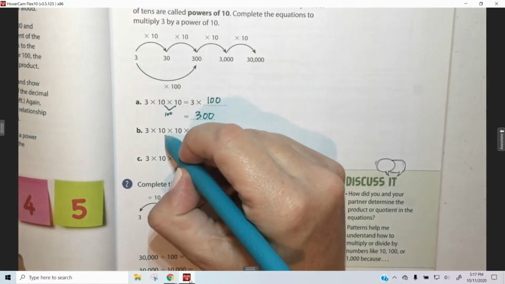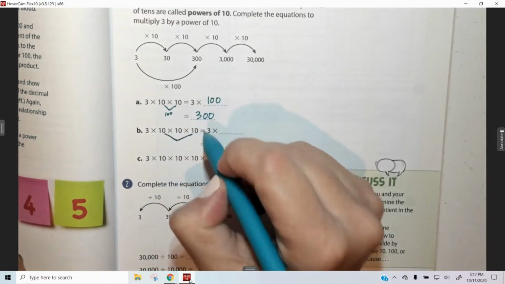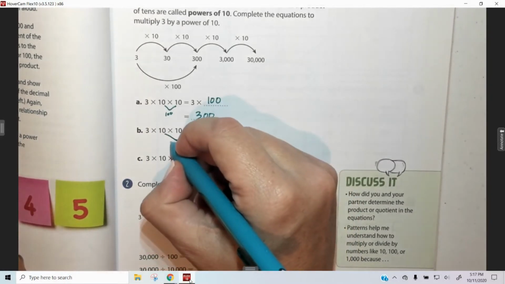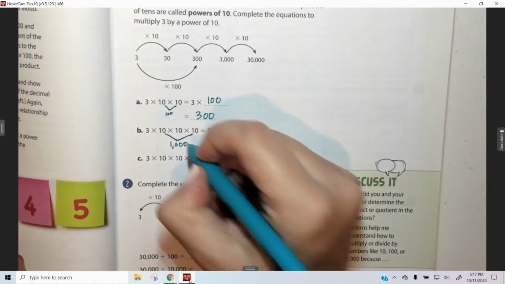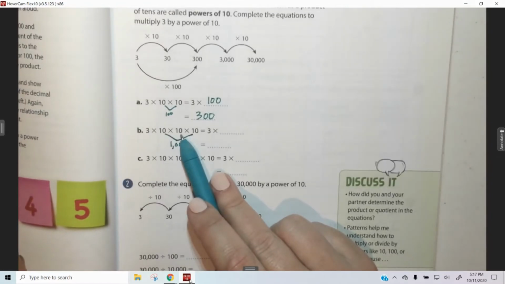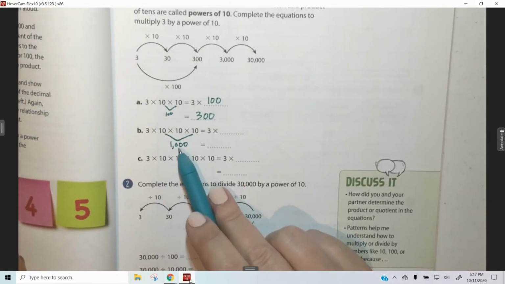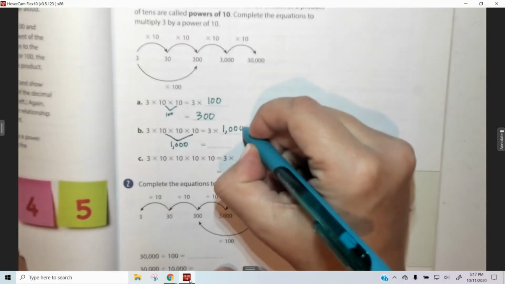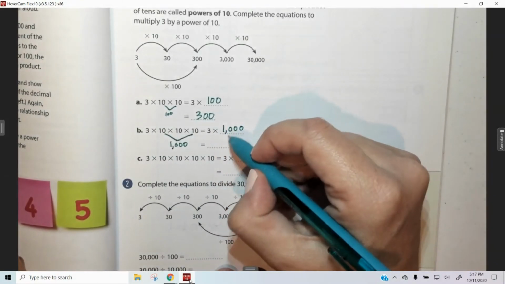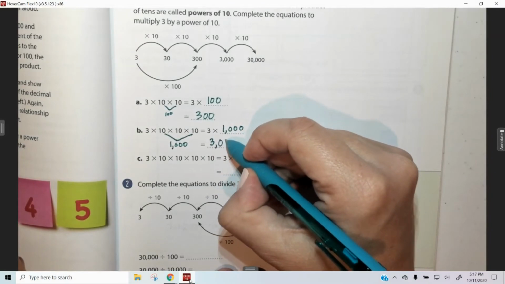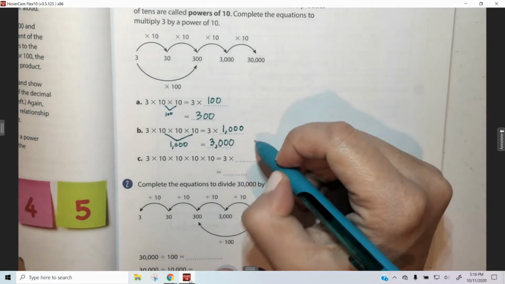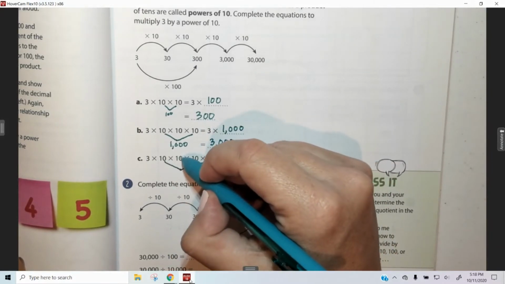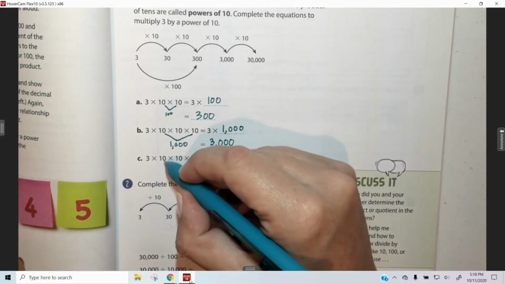Okay, now if we're looking at what is 10 times 10 times 10, that would be 1,000, because 10 times 10 is 100. 100 times 10 is 1,000. We're going to move that 1,000 over here, and then 3 times 1,000 is 3,000.